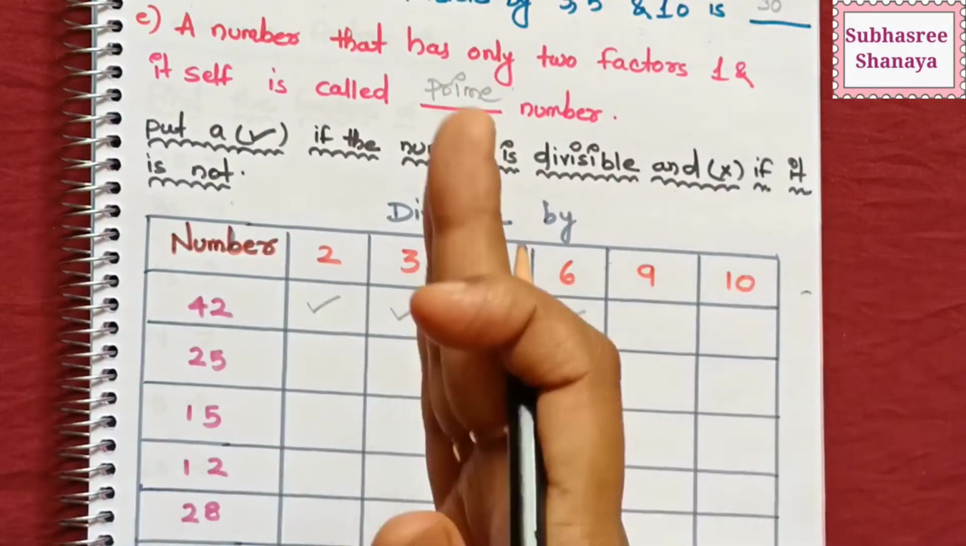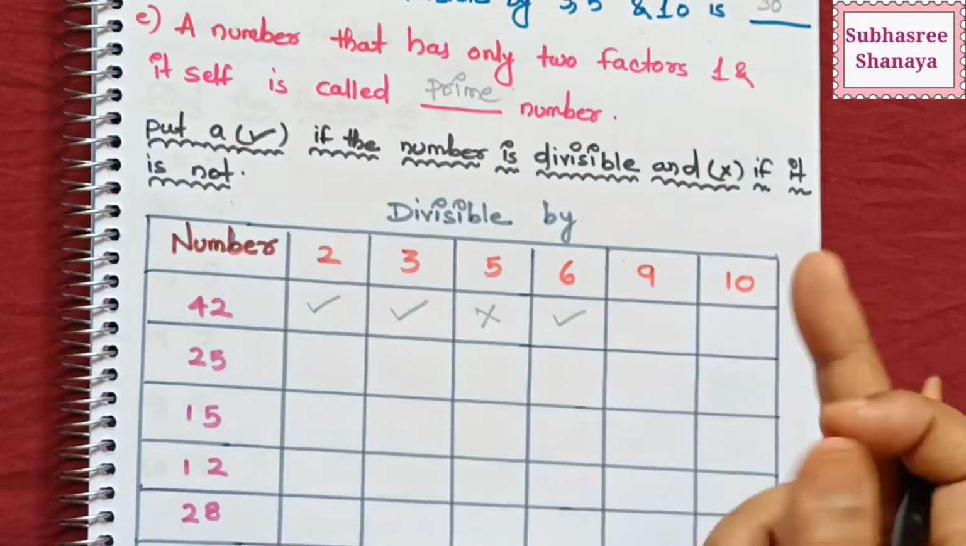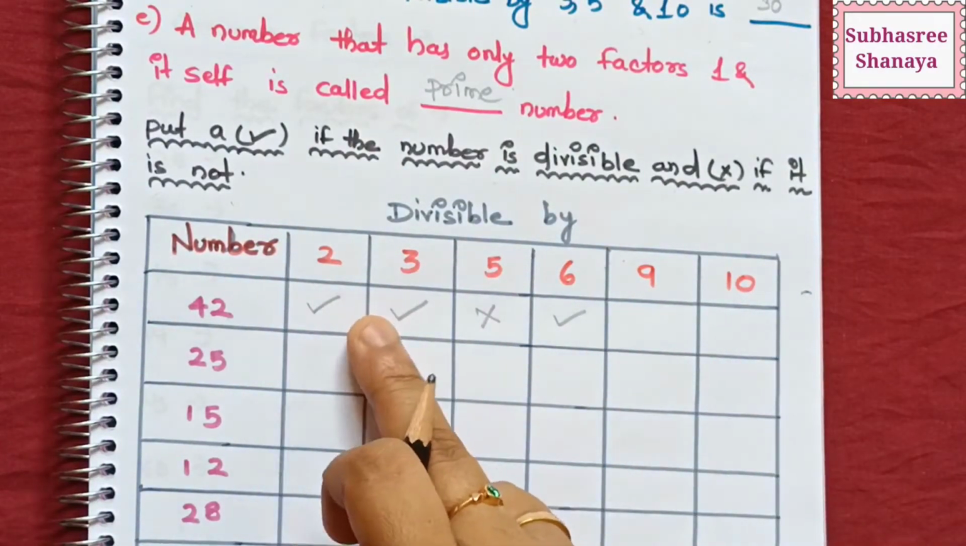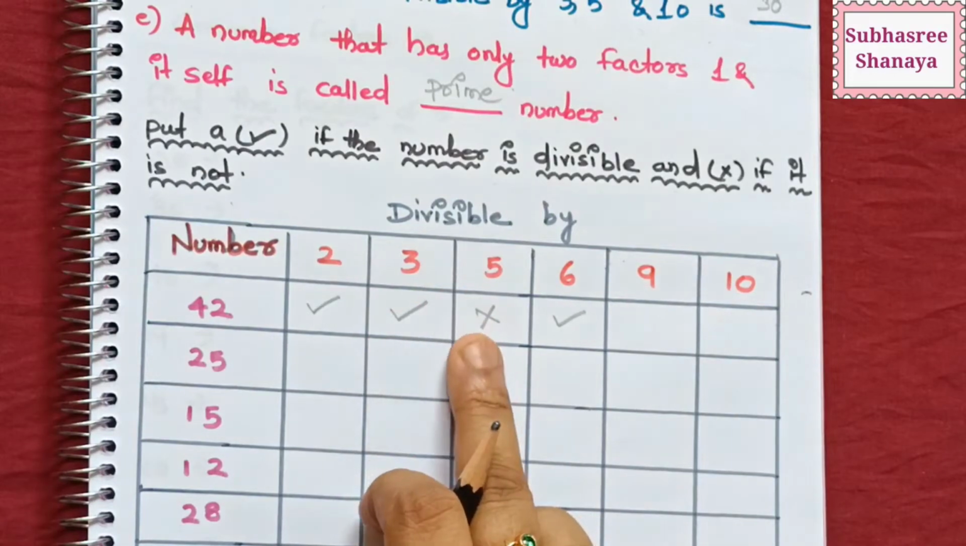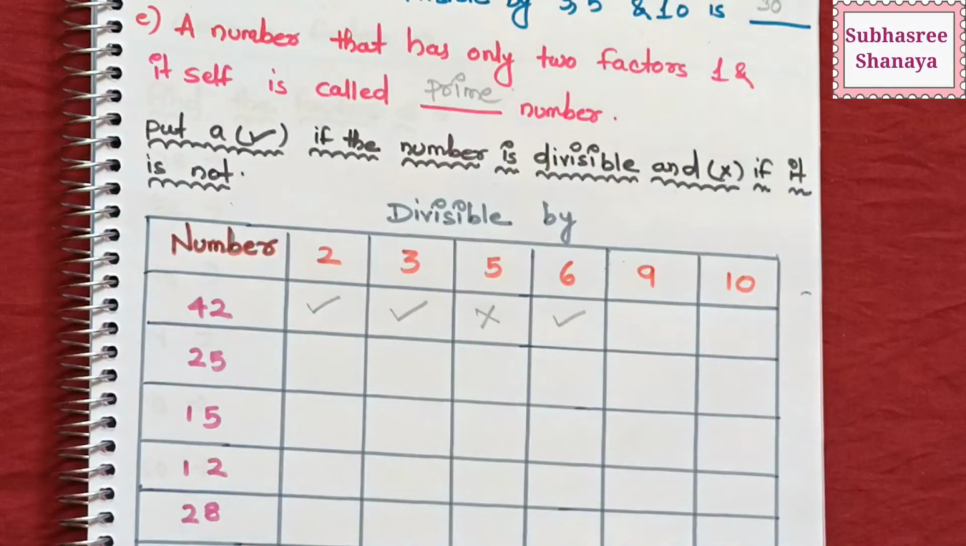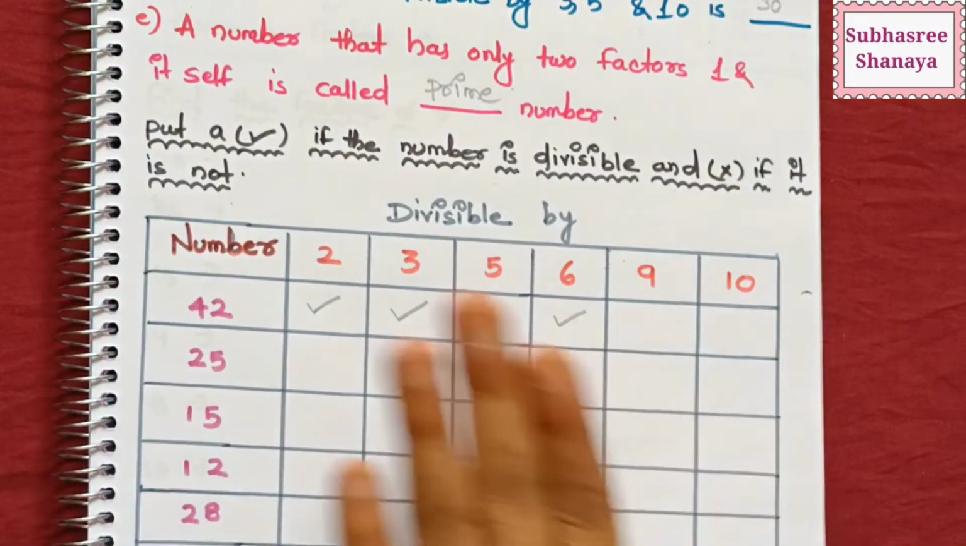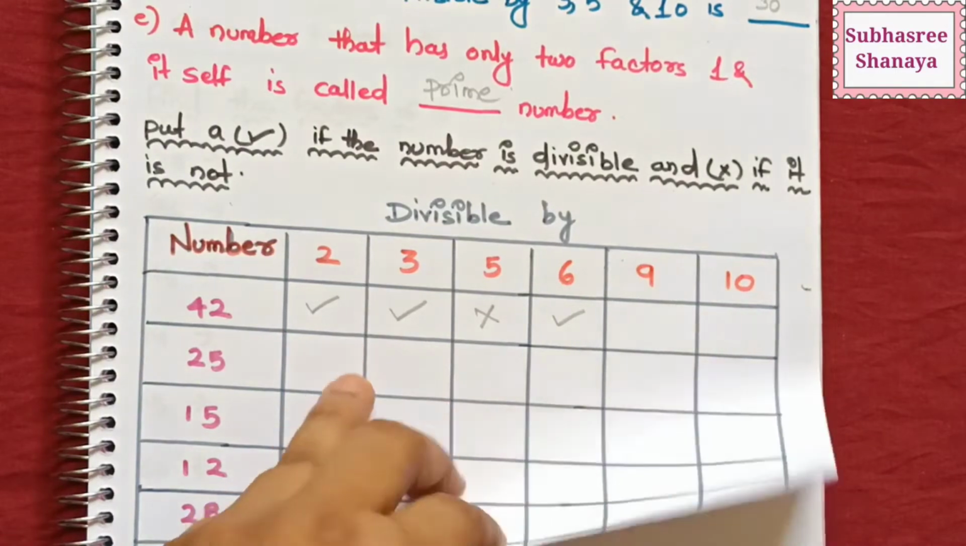Likewise, we have to find out whether the number is divisible by all the numbers or not. If it is divisible, we have to put a tick mark, or if it is not divisible, we have to put a cross mark. So this question is basically related to divisibility rules. For factors, we have to know the divisibility rules. So this type of questions you can give for practice.